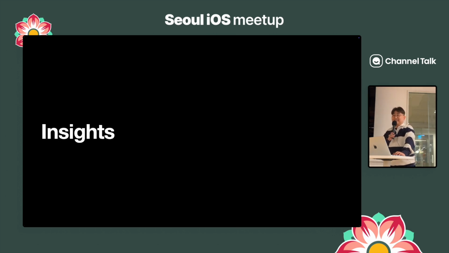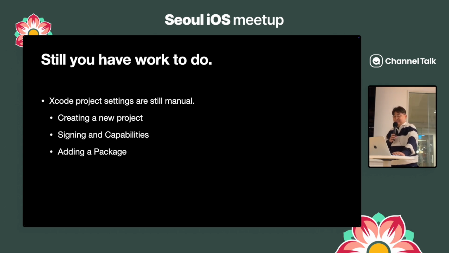Finally, it's inside. Still, you have work to do. Xcode project settings are still manual, even though you use Claude Code or Gemini CLI, whatever. Creating a new project, signing and capabilities, adding a package, you have to do it by yourself, not the agent.